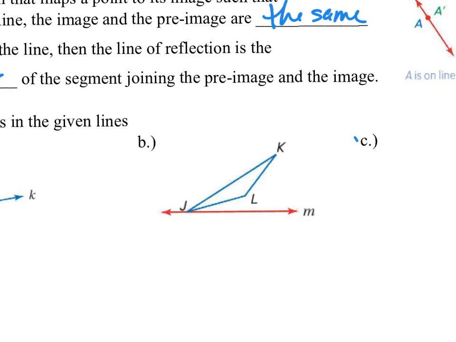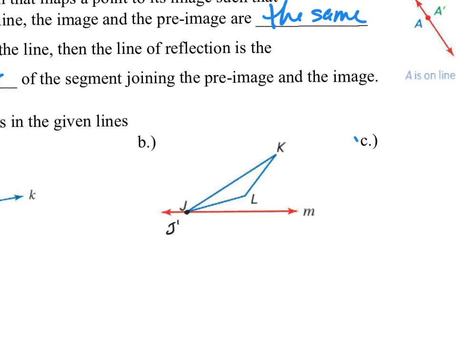So let's start with point J, and you'll notice that J is on the line of reflection, so that means J and J prime are actually the same point. Okay, so that was pretty easy. Now, let's take a look at L. We need to find where to place L prime such that if I draw a segment from L to L prime, this line of reflection M is the perpendicular bisector of that segment.